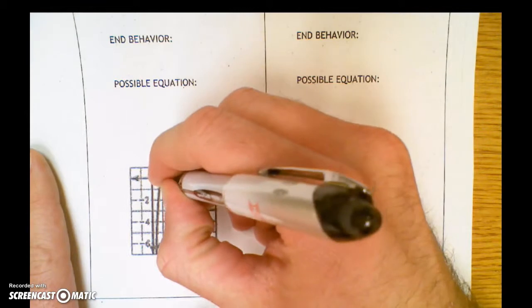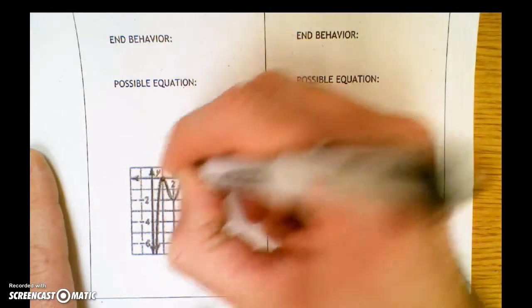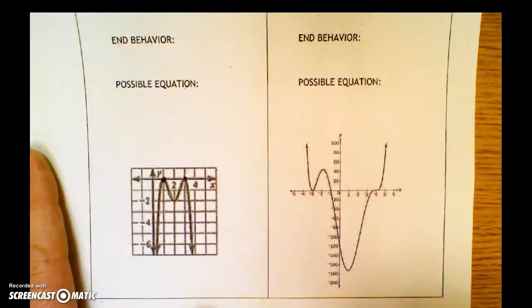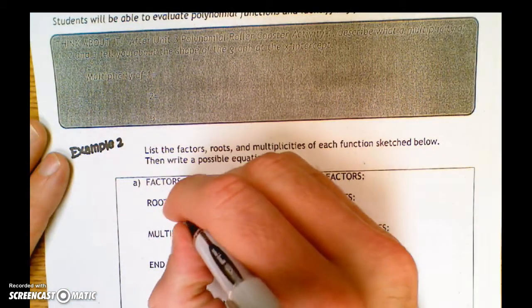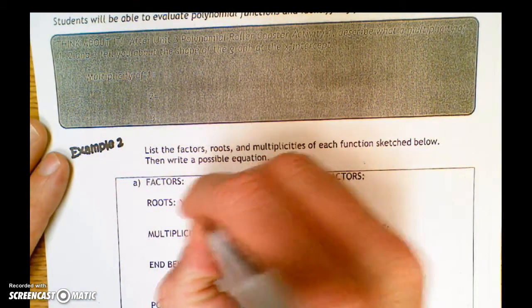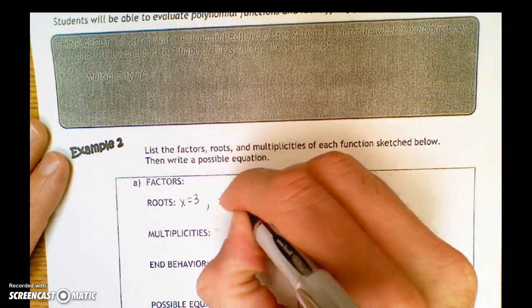Remember, roots are just where they're crossing or hitting the x-axis. So it's whenever it's touching the x-axis. Those are my roots. So I've got one at 1, and then my other one is at 3. So my two roots here are x equals 3 and x equals 1.